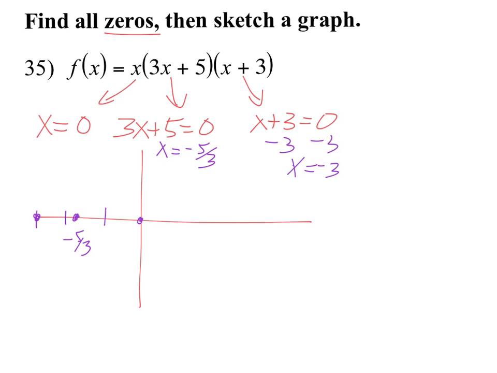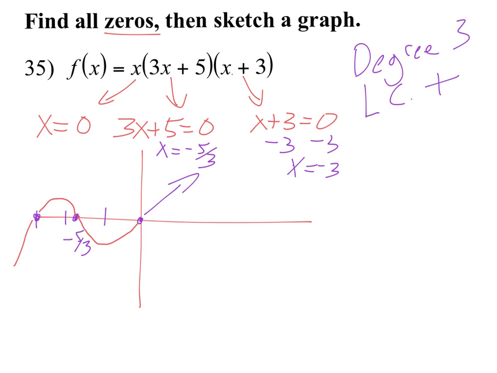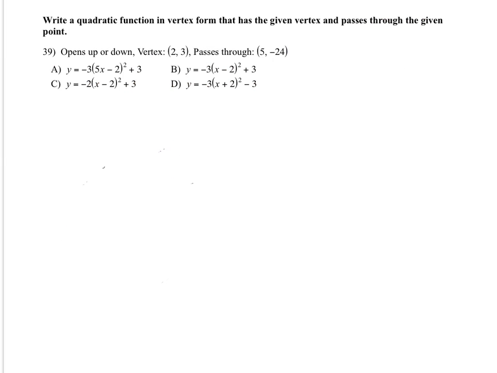Other stuff that I might use from this: this is a positive graph, and I've got 1, 2, 3 pieces, so we're looking at degree 3. And we're looking at a leading coefficient of positive value, so at the end, our graph's going to go up. That suggests that if we kind of loop through, we end up with something that looks like this.